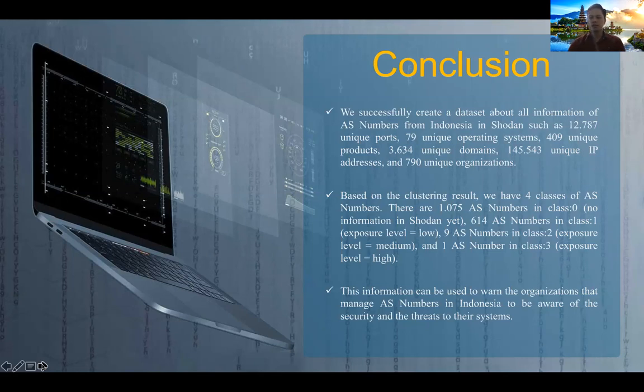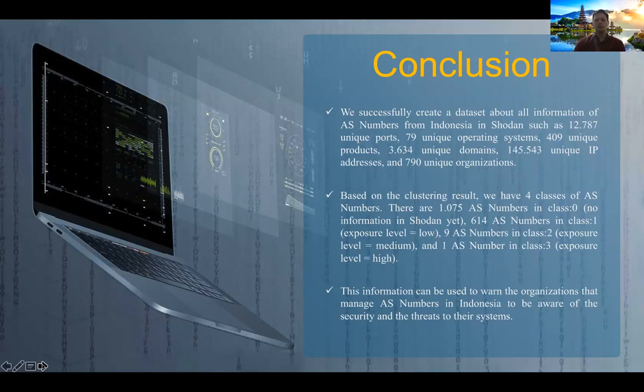Based on the clustering result, we have 4 classes of AS numbers. First is class 0. There are 1,075 AS numbers in this class. No information in Shodan yet. The second one is class 1. There are 640 AS numbers in this class. It indicates that the exposure level is low.